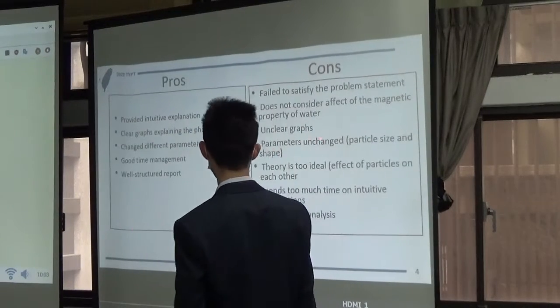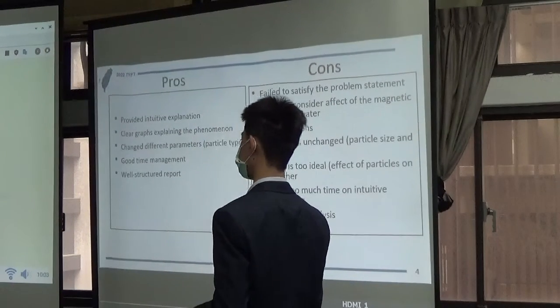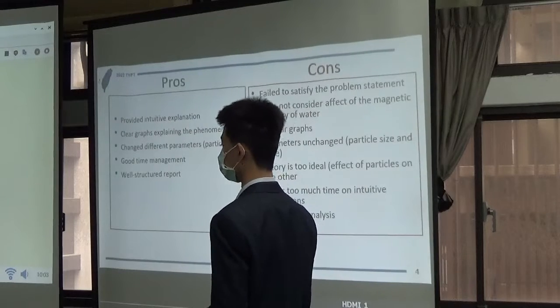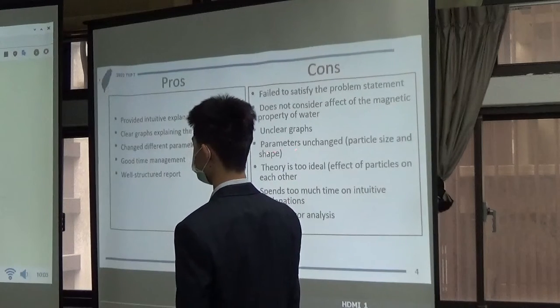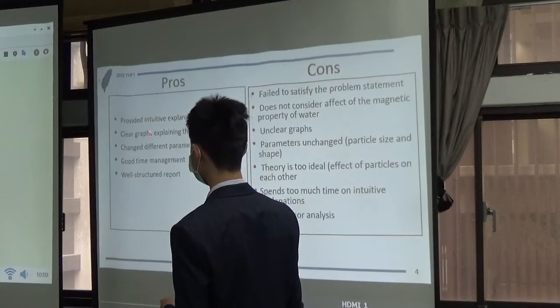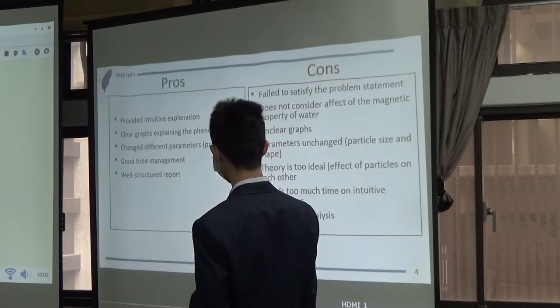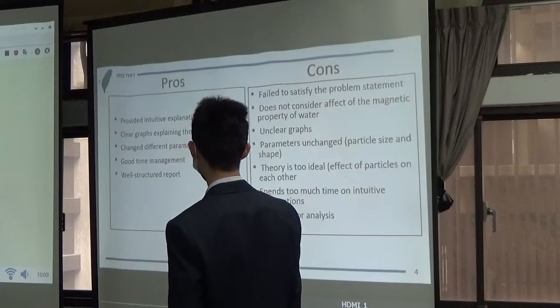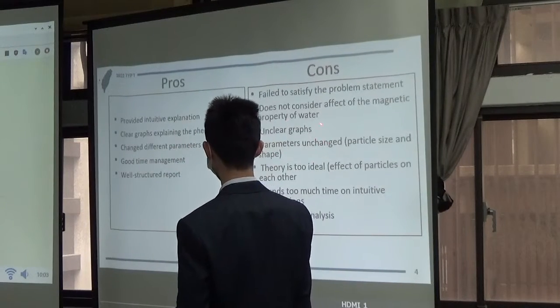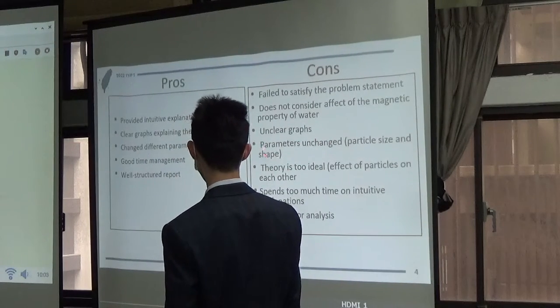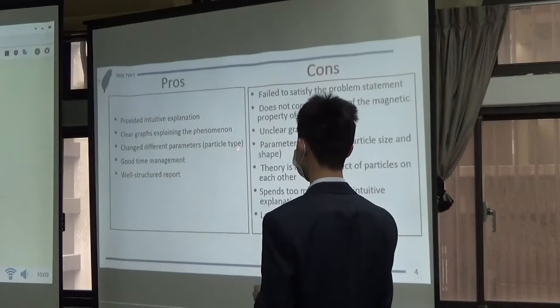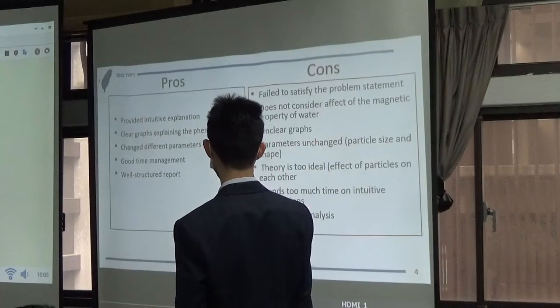But for the cons, they failed to satisfy the problem statement, which we think is discussing the influence of the magnetic field on the shape of the water, and they do not consider the effect of the magnetic property of water. Some of the areas in their graphs were unexplained. The parameters were unchanged. For example, the particle size and shape. And their theory is still ideal.